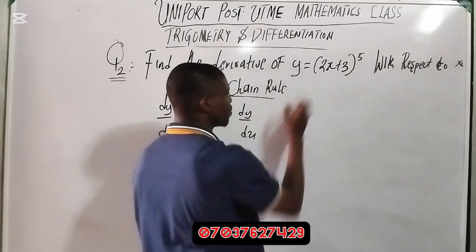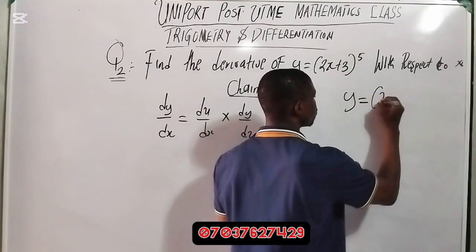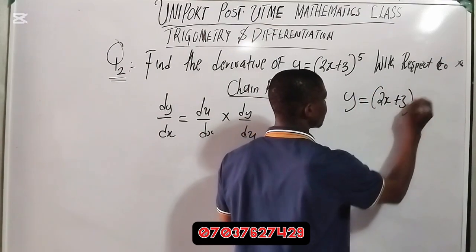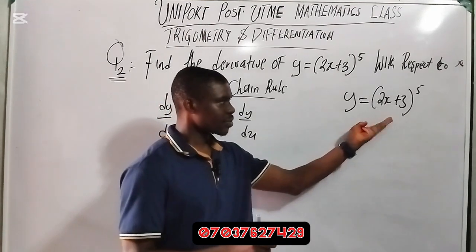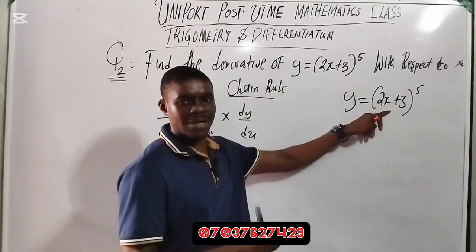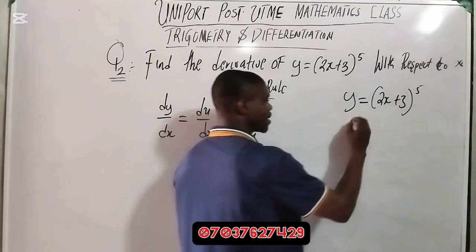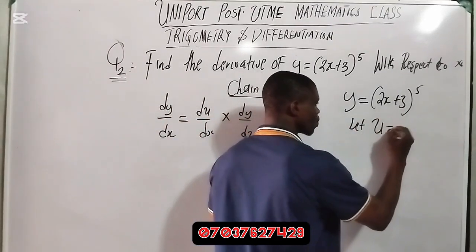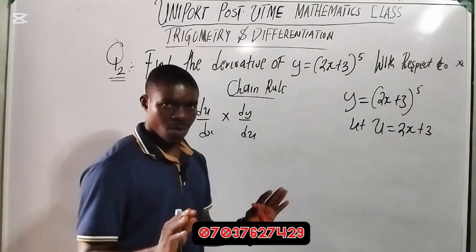Remember, we have this function here, y equals (2x + 3) all raised to 5, right? Now we cannot just differentiate like this. Inside this bracket, you can let u equal 2x + 3. This is called the chain rule.